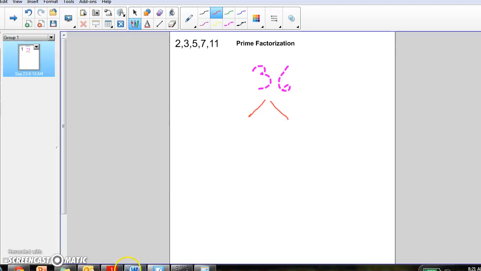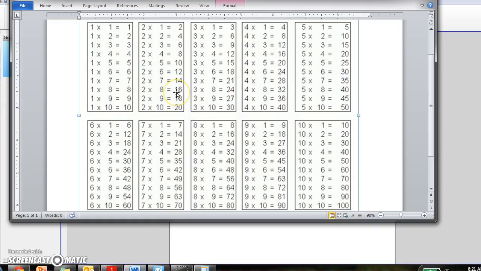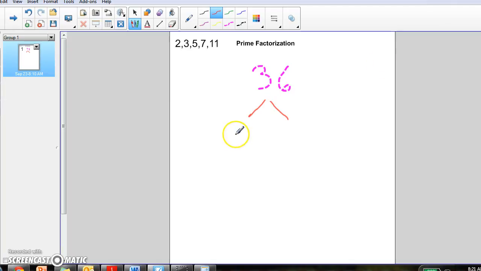So what times what equals 36? Go back to your thing. If you don't know, I can go through and think. I think I know two numbers that do. Oh, 4 times 9 equals 36. I could also use 6 times 6, but I'm going to use the first one I found. 4 times 9 equals 36.